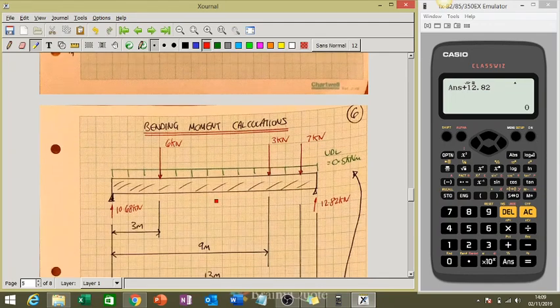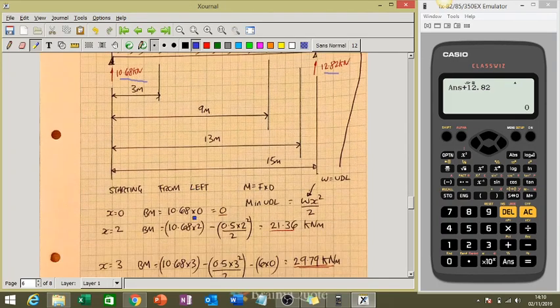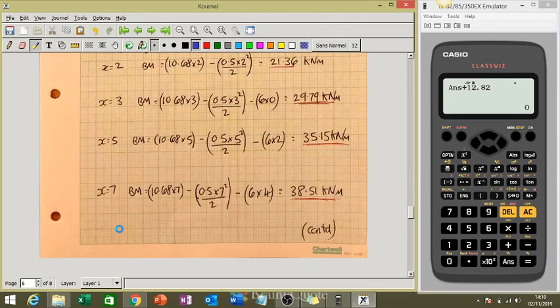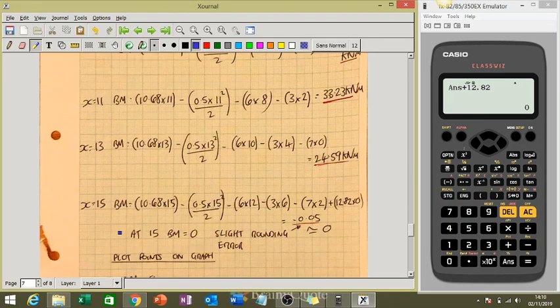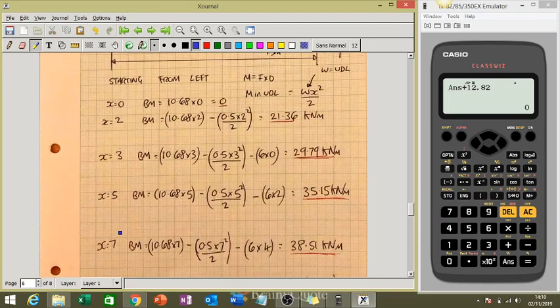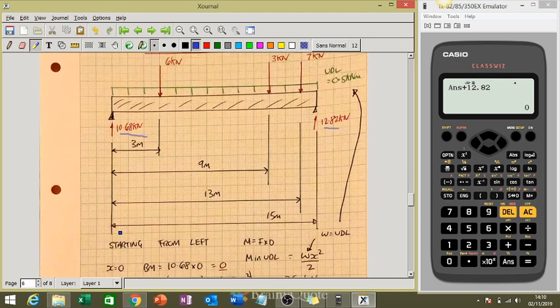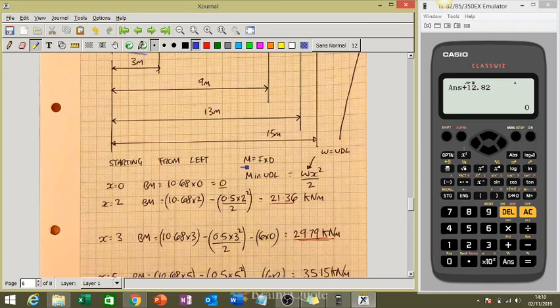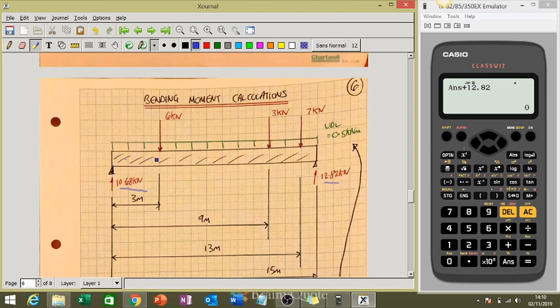So the next bit is to work out our bending moment calculations. So go back to our beam again. So we've got all our forces, and we've got UDL, and we've got reactions. So I've gone to the same x equals 0, 2, 3, 5, 7, 9, 11, 13, 15 as before. It's up to you, but I would try and stick it to the same. Make sure you go where there's a point load. And one thing you need to remember, a moment is a force times a distance. Again, we're starting from the left, so whatever moment we see at certain points, that's all we look at.